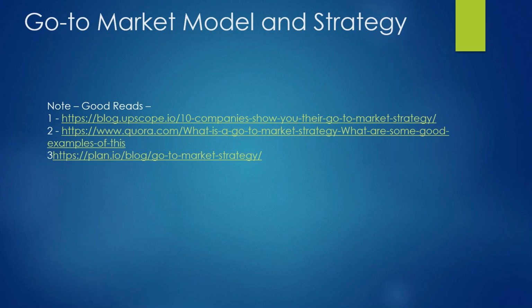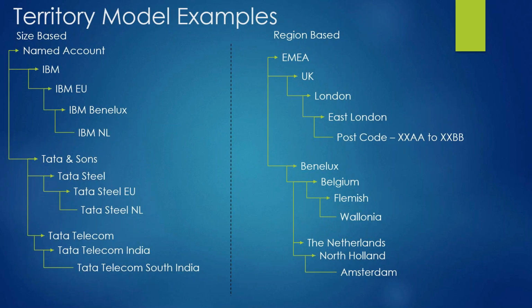Now, what I was talking about is based on the size and based on the region. So this is an example where you see that the size-based ones are the named accounts. Generally, they call it a named account, a major account within the companies, within the sales organization. And you can see here that IBM is a named account, and IBM EU, the headquarters of IBM's EU, will be represented with IBM EU under the territory, and then further it will be drilled down to IBM Benelux or the Netherlands.